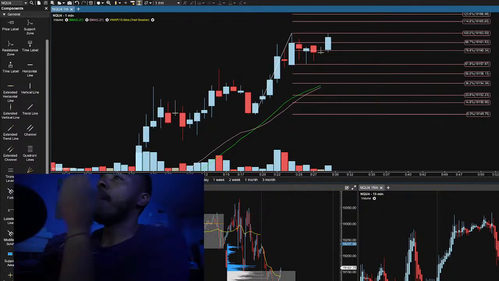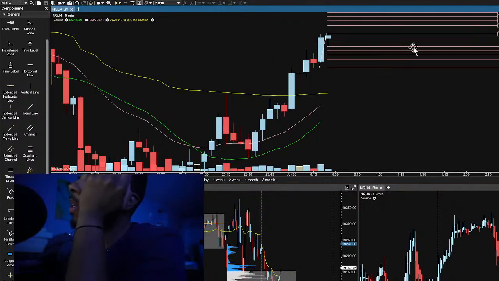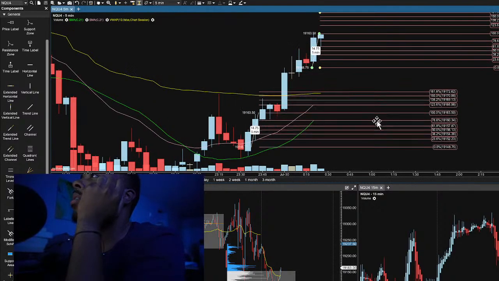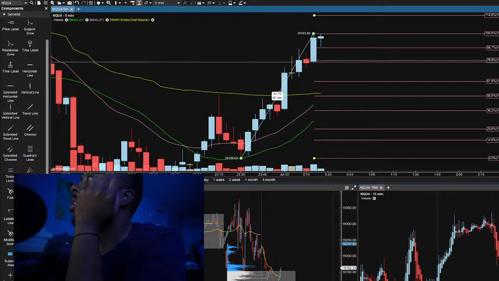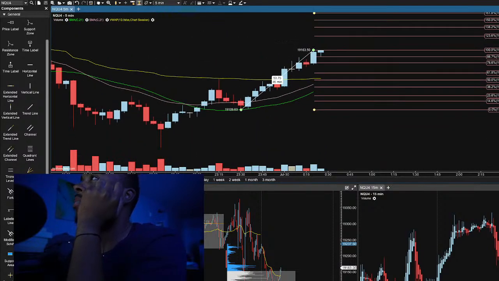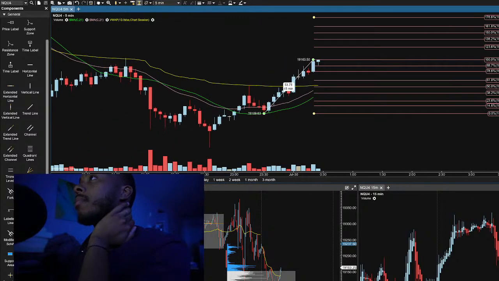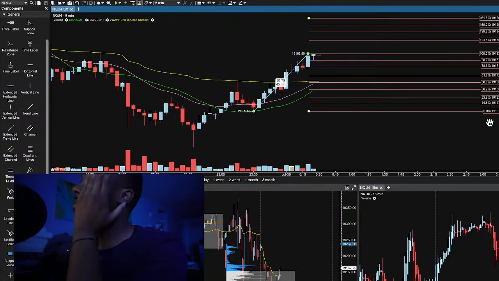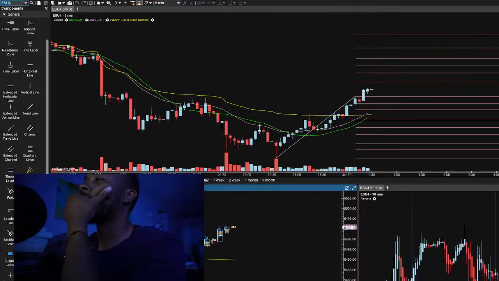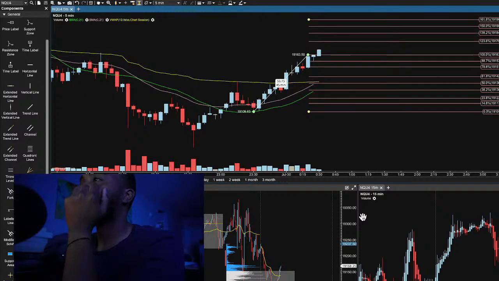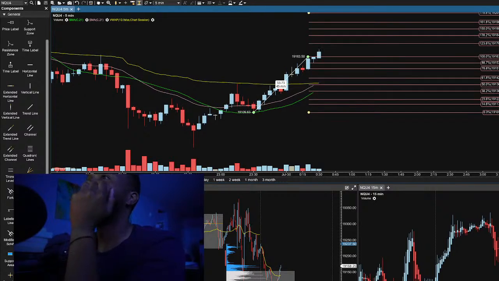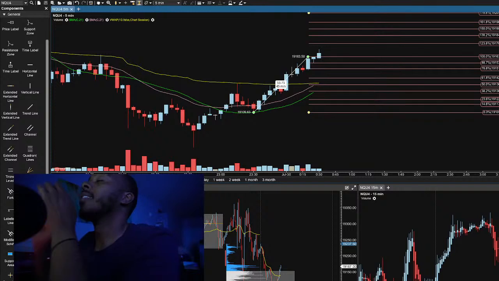Interesting. All right, I'm gonna go back to the 5 minute candle. That's why I don't like the 1 minute candle. It just moves too much. Moves way too much. Don't really see a retest. Dang, it's moving. Goodness.